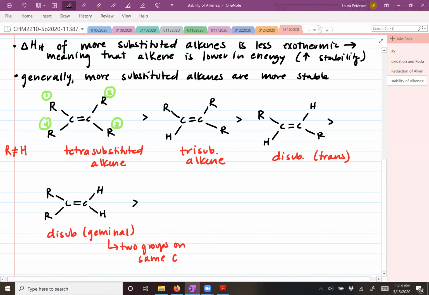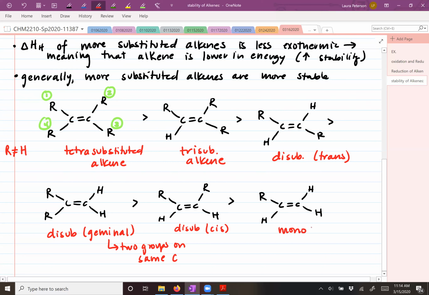Okay, and then following that, from a sterics standpoint, the cis disubstituted alkene would be less stable. And again, that was because of sterics. Those two R groups can start to interact with each other when they're on the same side. And that would be more stable than a monosubstituted alkene, where we only have one carbon-based substituent. This would be a monosubstituted alkene. So this is the general trend that we're going to follow: the more substituted, the more stable the alkene starting material.